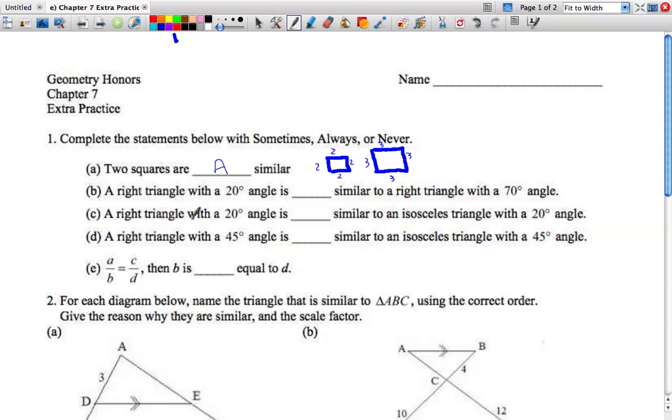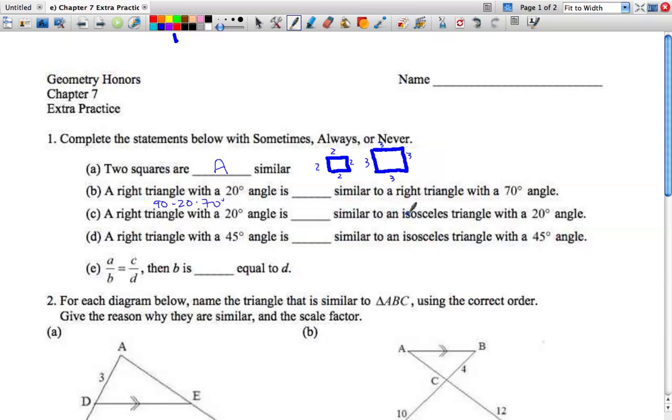Let's skip down to letter C. A right triangle with a 20-degree angle is sometimes, always, never similar to an isosceles triangle with a 20-degree angle. Okay, let's see. So a right triangle, we know if it has a 20-degree angle, it must be 90, 70, and 20. So you'd have a 20 and a 70. So a right triangle would be 90 degrees, 20 degrees, and 70 degrees.